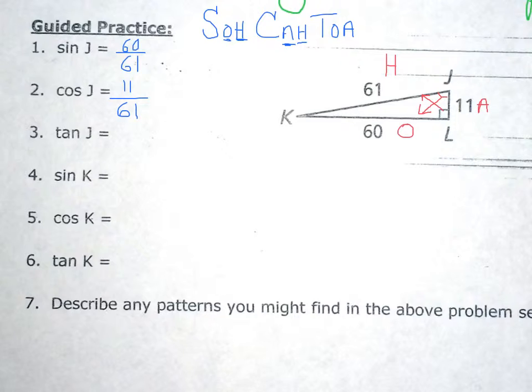Next, tangent. So tangent is the opposite. What is the opposite length? 60. So it would be 60 over the adjacent, which is 11. Can you reduce that? No, just leave it as an improper fraction and just leave it like that.